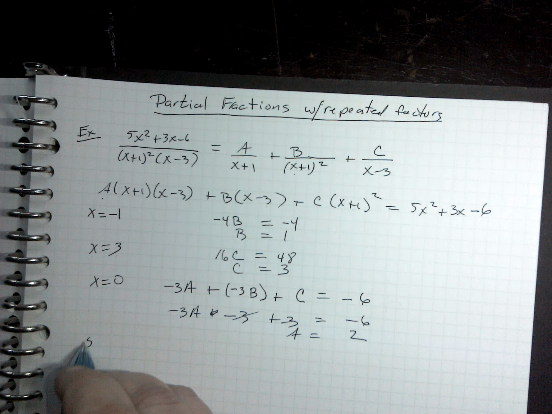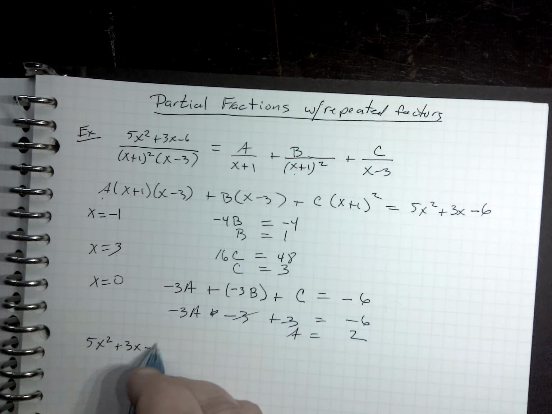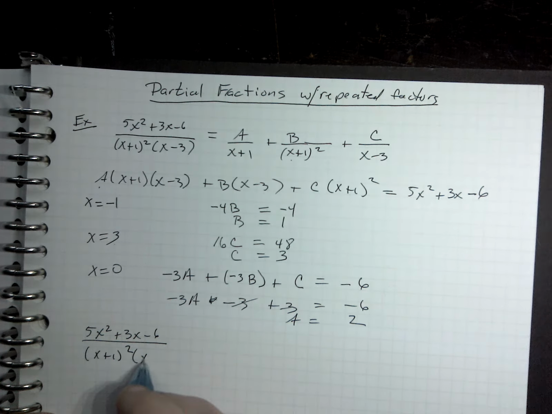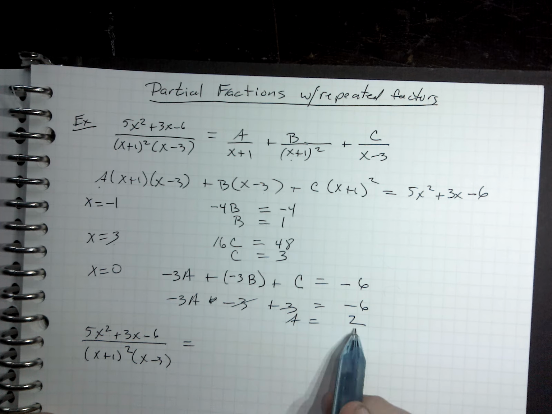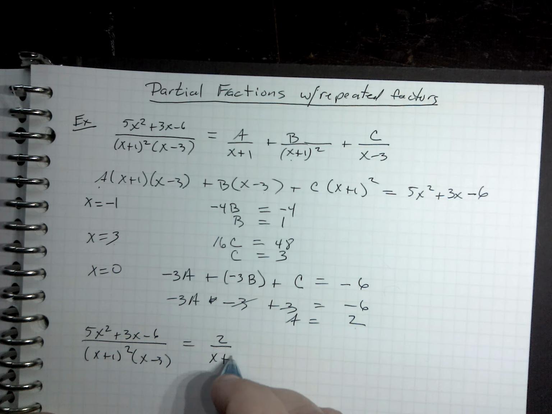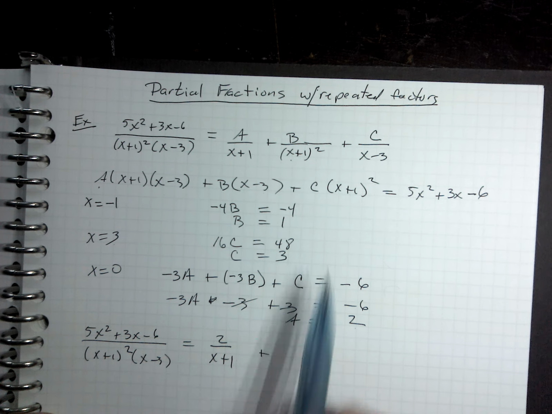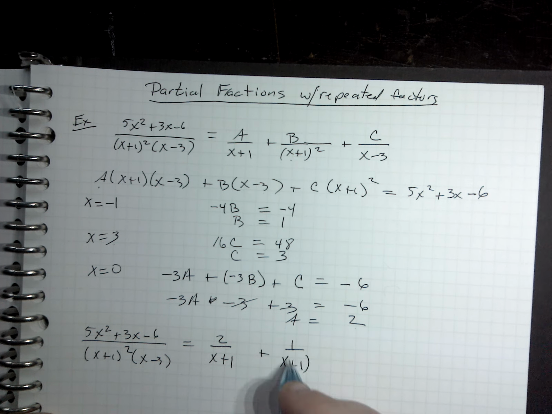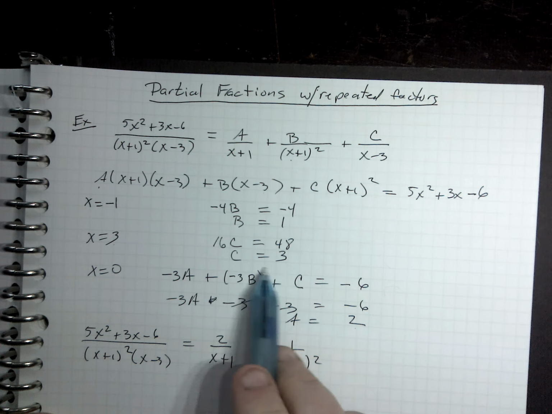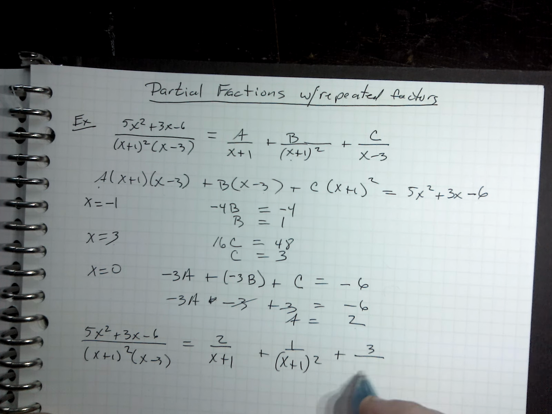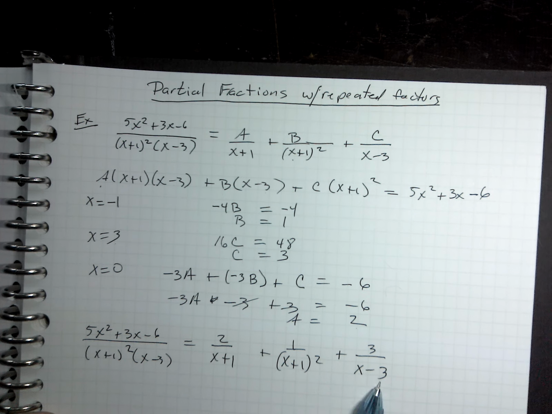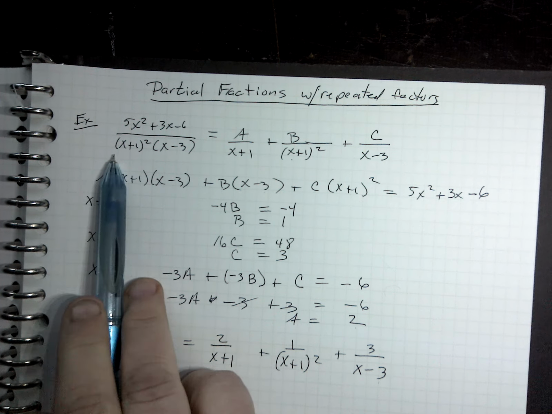So my fraction, (5x squared plus 3x minus 6) over (x plus 1) squared times (x minus 3), can be written as 2 over x plus 1, plus B is a 1 over (x plus 1) squared, and my C was 3, plus 3 over x minus 3. And these will all be, that'll be a natural log, that'll be -1 over x plus 1, and that'll be another natural log. So if I had to integrate this, it would be straightforward. Now, here it looks just horrid.